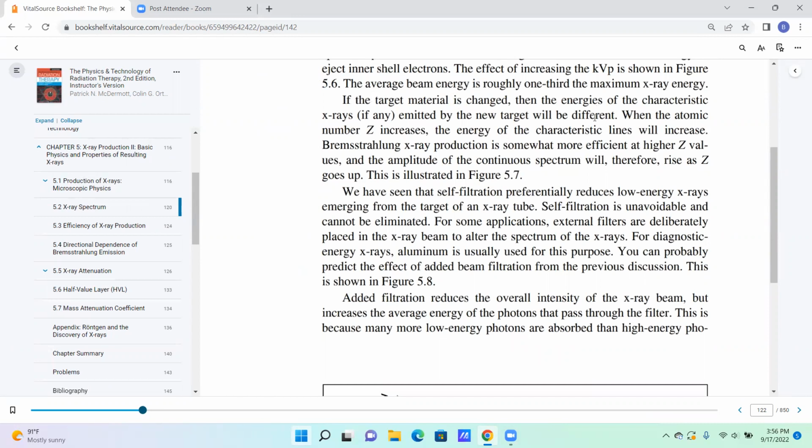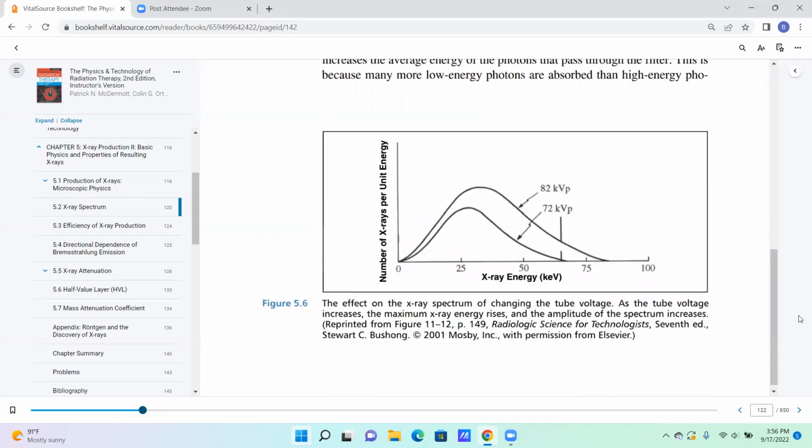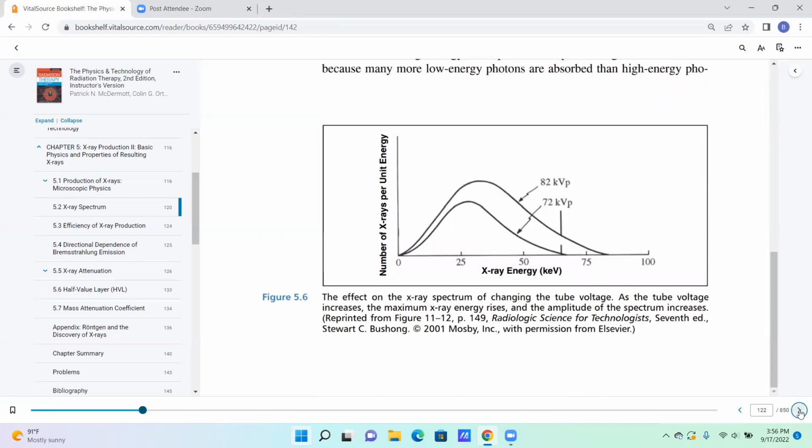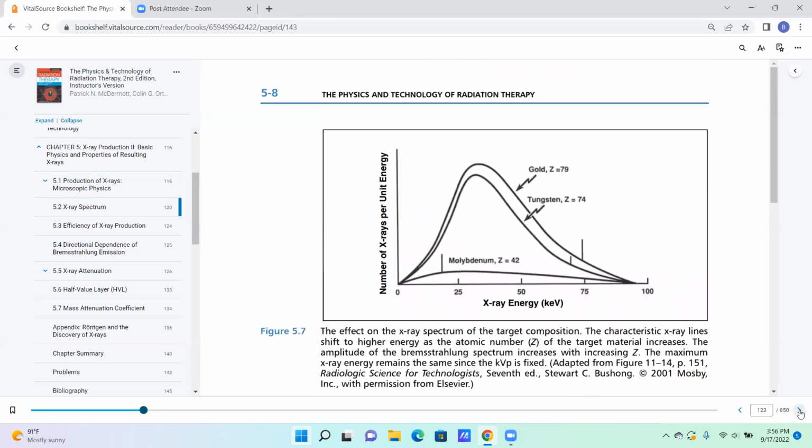If the target material is going to be changed, we'll look here at what kind of an effect that has. So again, the axes are the same. You're seeing here there's molybdenum with a Z value of 42, there's tungsten, and then there's gold. And you can see how the numbers here change. The higher the Z value, the greater number of X-rays per unit energy you're going to get.